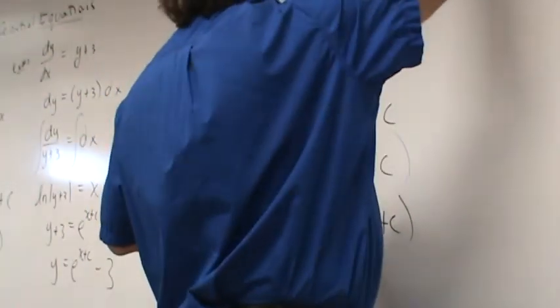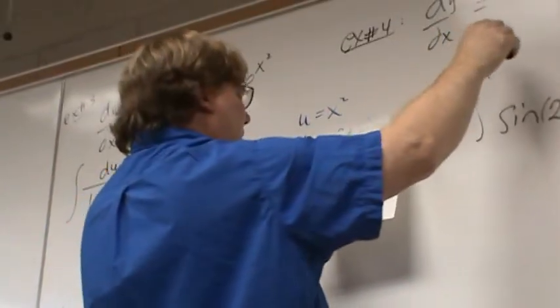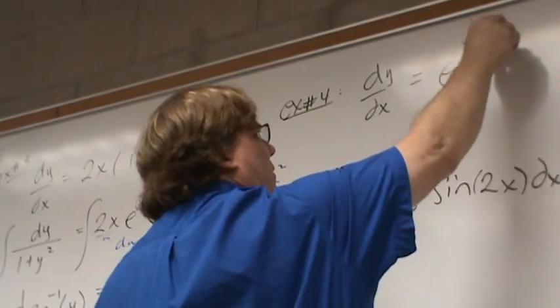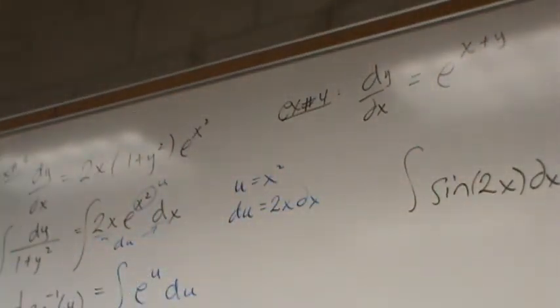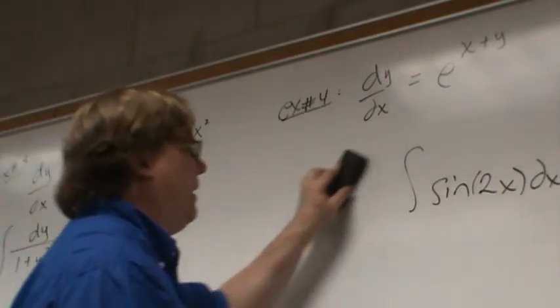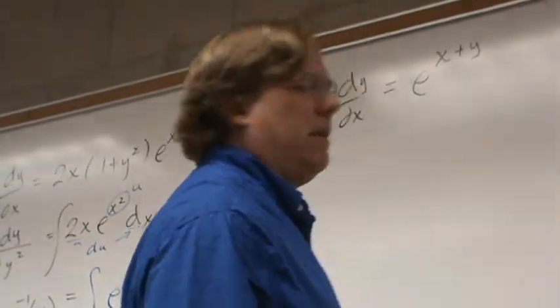Okay, so, hey, let me give you one more. Let's see if you guys can just figure out what my strategy would be. I got dy over dx equals e to the x plus y power. I just want to see if anyone can figure out what my next step is before I start trying to separate the x and y.